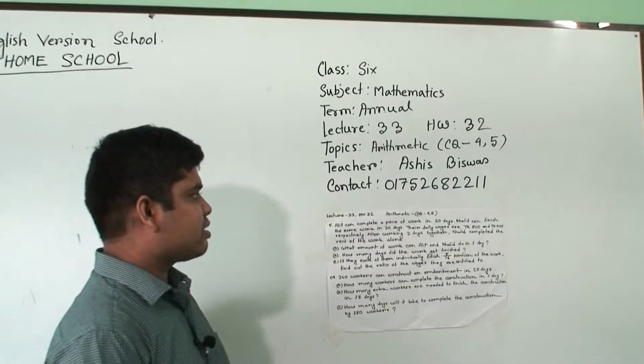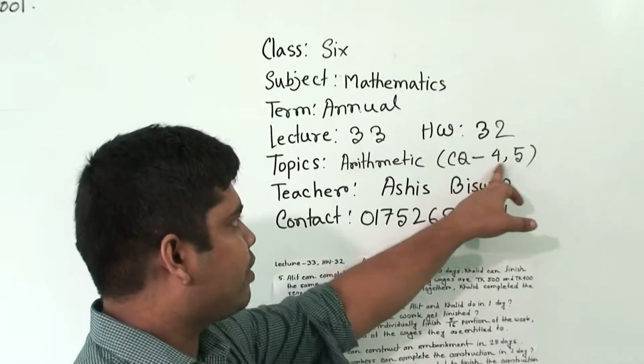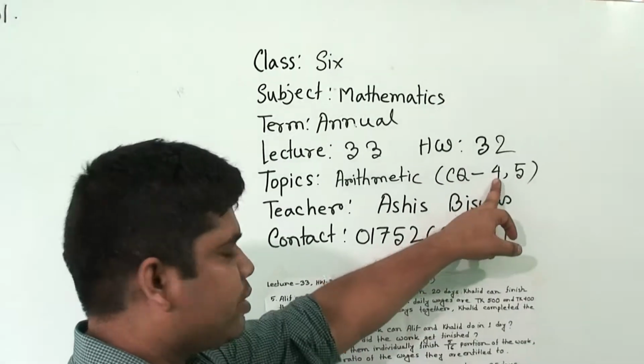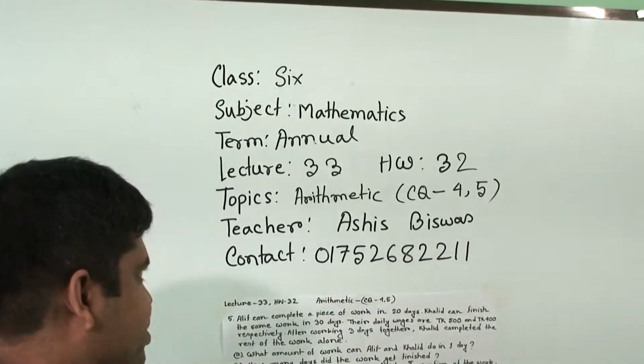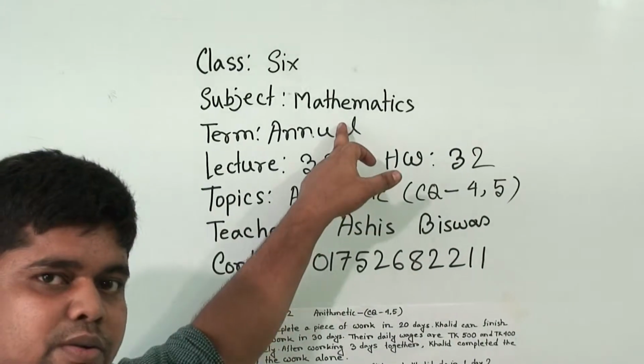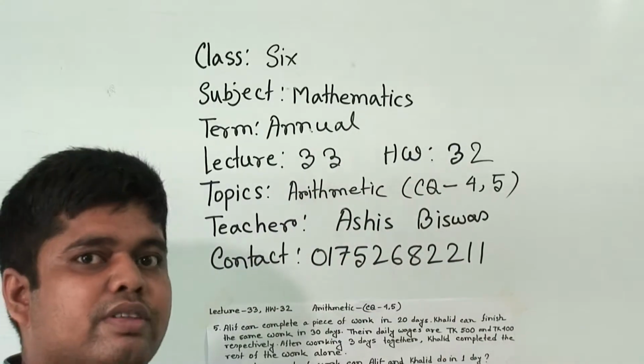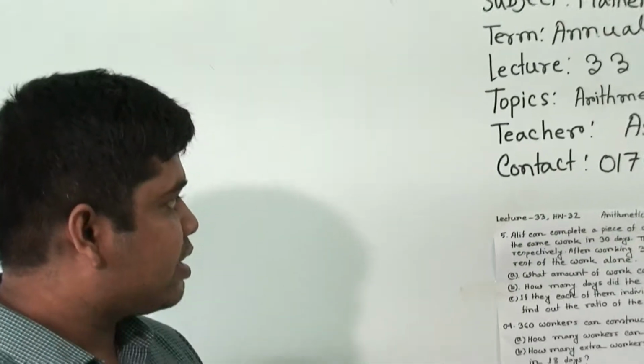In our class we shall solve two CQ, CQ4 and 5. CQ4 will be your HW and CQ5 will be your CW in our class. My dear students, today is our lecture number 33 of annual term and today's HW number will be 32. So let us start our class.